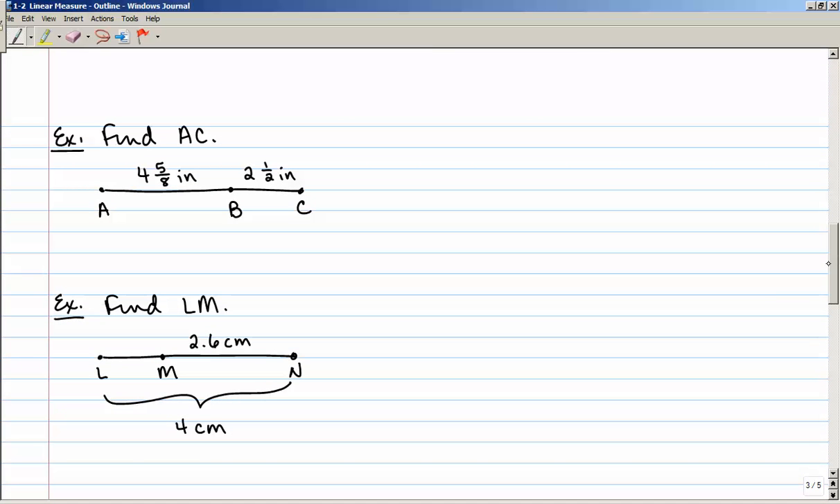So find the length of AC. And again, I'm going to reiterate, notice there is no line over the top, because this literally means find how long line segment AC is. Well, line segment AC is actually made up of the length of segment AB plus the length of segment BC. And since AC is what I have to find, I'm going to leave that there. Segment AB is 4 5/8 inches long. Segment BC is 2.5 inches long.